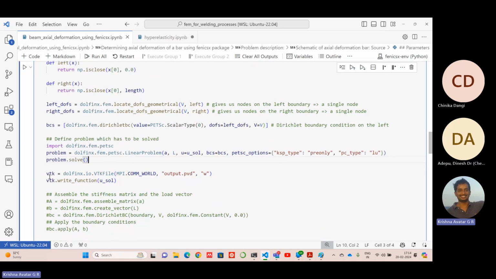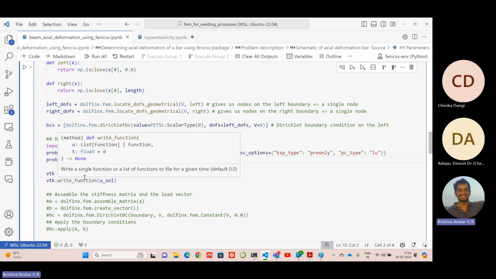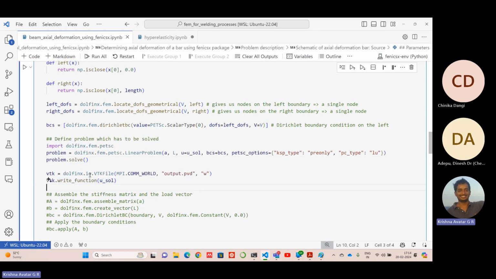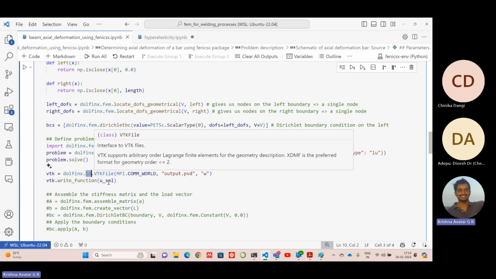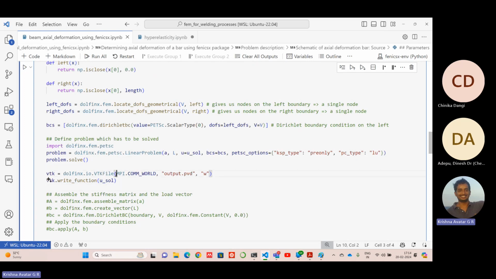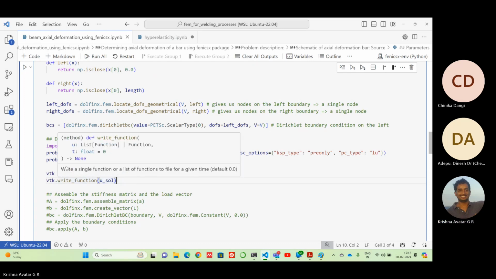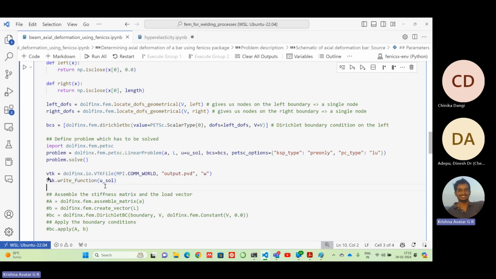And then what we do is we define a VTK object. It is equal to dolfinx, since we want to do some file writing. So we use this io class of the dolfinx package and .VTKFile. So we want to have it in VTK format. And then again we have to prescribe this MPI.COMM_WORLD. And then what is the file name? So the file name is output.pvd and "w" indicates that we are going to write in this file. So w is the instruction. And then the vtk.write_function with u_sol actually writes everything to this file.